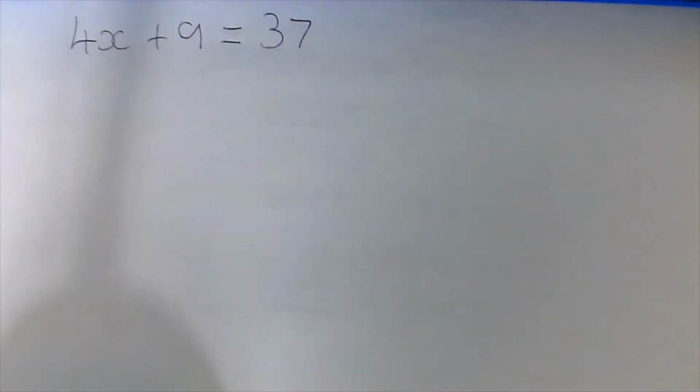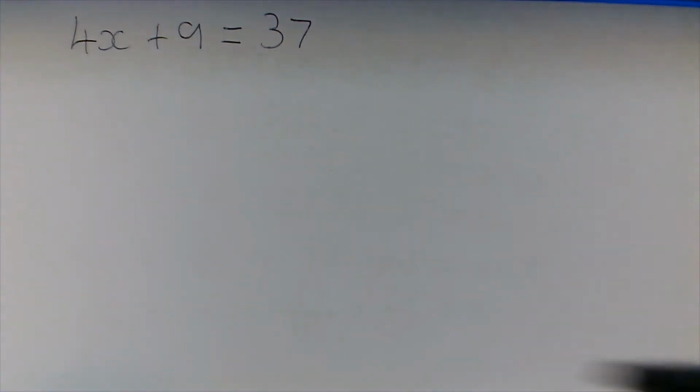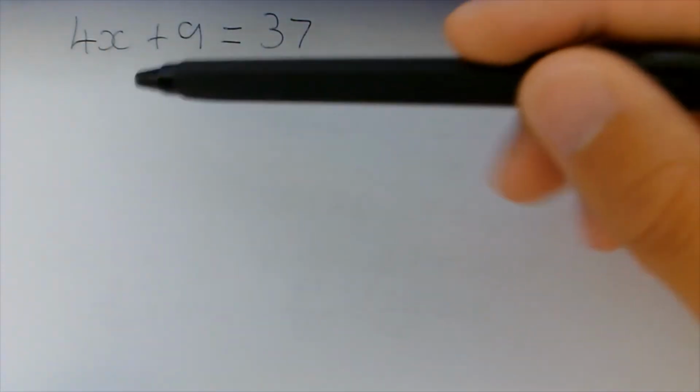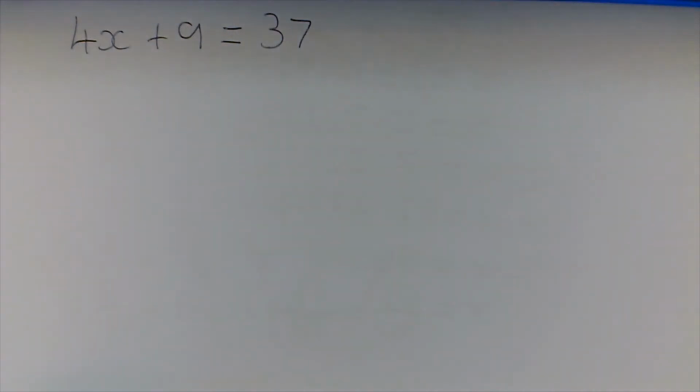So in this video we're going to take a look at solving some two-step equations. So this first equation we're going to look at, we're asked to solve 4x plus 9 equals 37. So what this means is that there's a number that we need to find where if we multiply it by 4 and then add 9 we get an answer of 37.